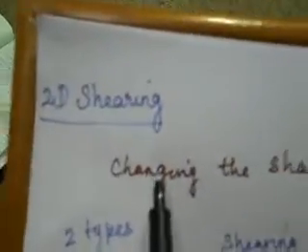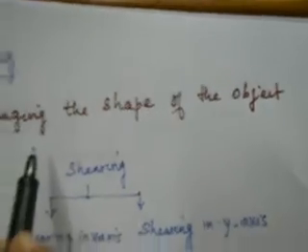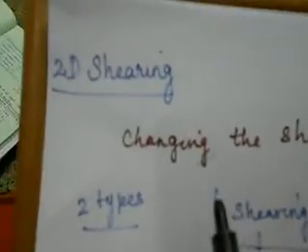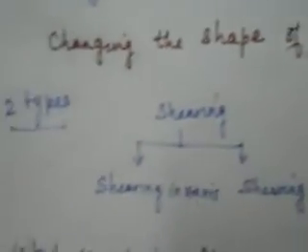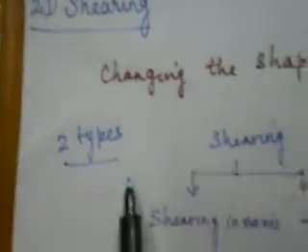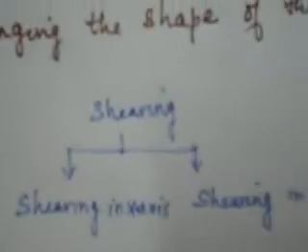2D shearing is changing the shape of an object, or skewing or tilting an image, in a two-dimensional plane. Shearing has two different versions: shearing in the x-axis and shearing in the y-axis.